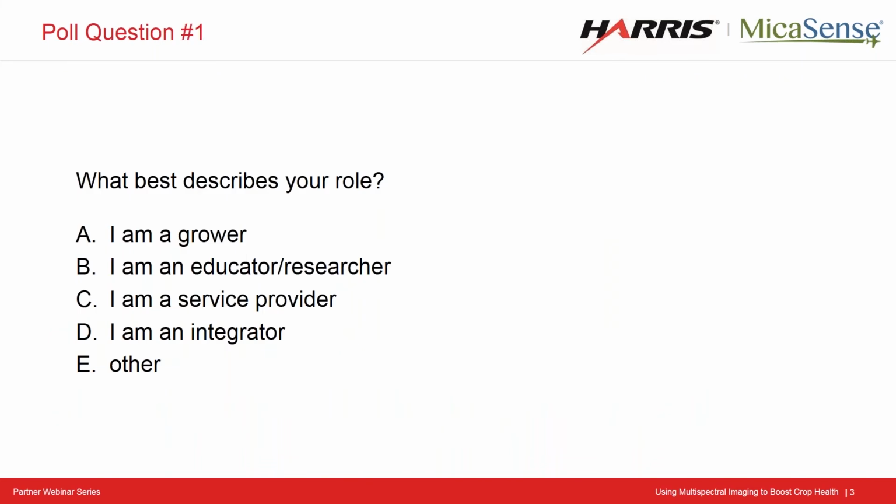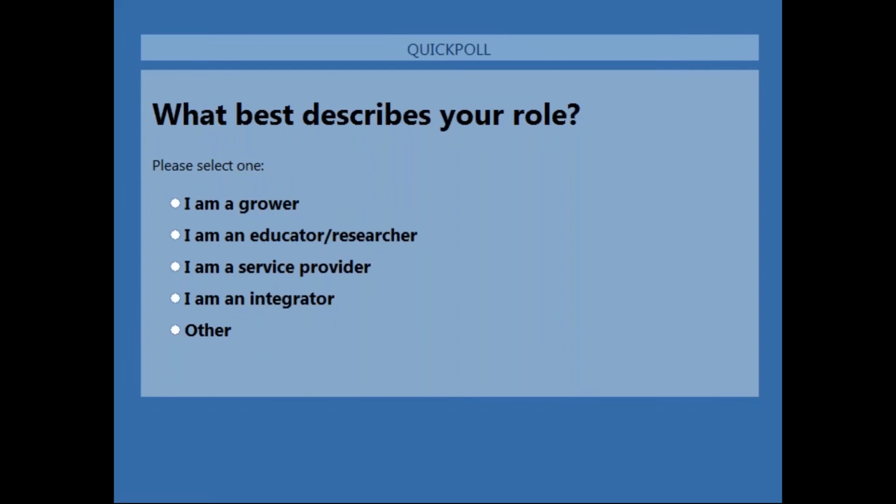So the first poll question is, what best describes your role? There are 5 options. We'd like you to select A, B, C, D, or E. Either you're a grower, an educator or a researcher, or a service provider, or you may be a systems integrator, or you may categorize yourself in another area. So we're going to close the poll off in about 10 seconds. If you can make your choices now.